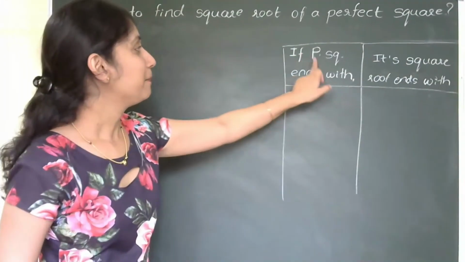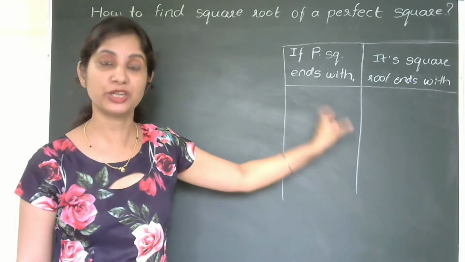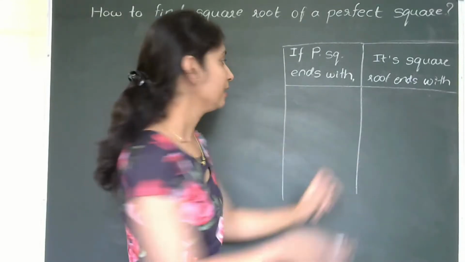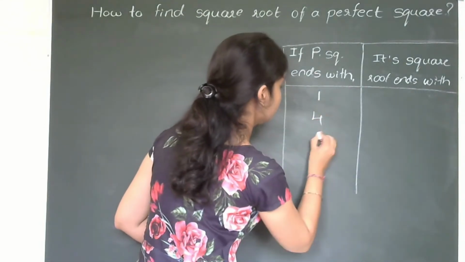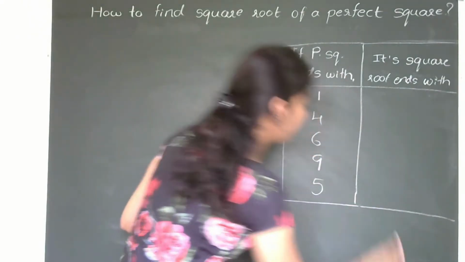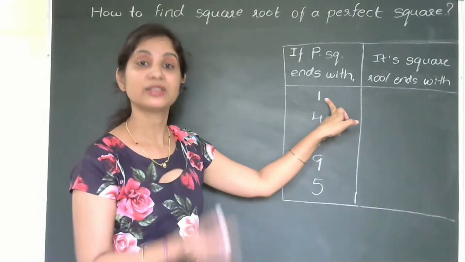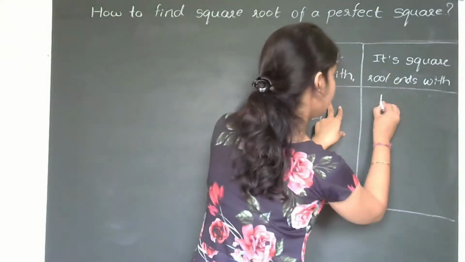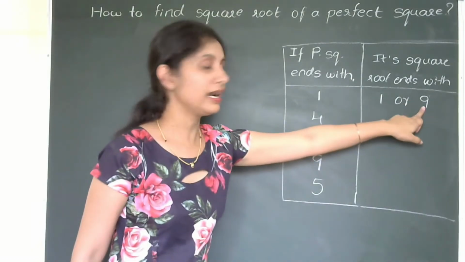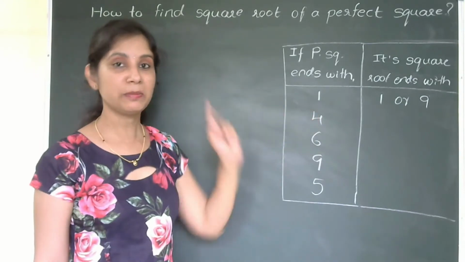So here, if a perfect square ends with a particular digit, how will its square root end? We know 1, 4, 6, 9, 5 are the digits we get at the end of a perfect square. If it ends with 1, its square root will end with either 1 or 9. 1 one is 1, and similarly 9 nines are 81, so it is ending with 1 only. You can remember it like that.